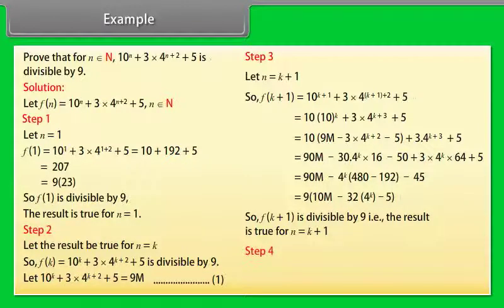Step 4. By principle of mathematical induction, 10 raised to power n plus 3 into 4 raised to power n plus 2 plus 5 is divisible by 9 for n belongs to capital N.